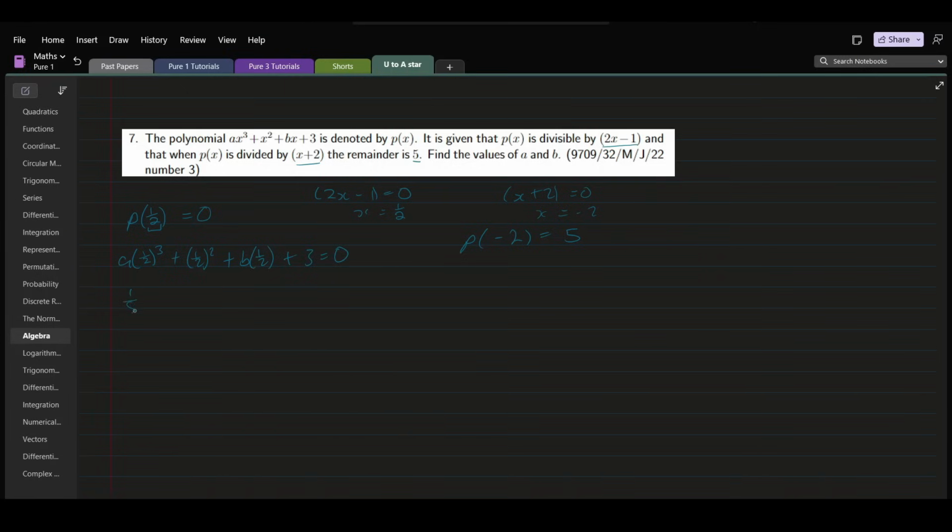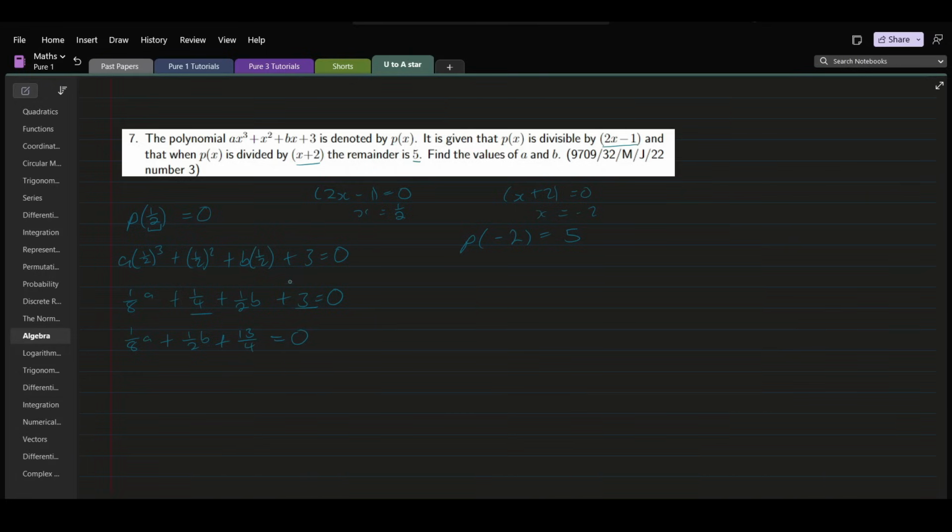So half cubed will give us 1 over 8a, plus half squared, which is a quarter, plus half b plus 3 equals 0. Then we've got 1 over 8a plus half b, then we have a quarter plus 3. Let's punch that into a calculator. 3 plus a quarter gives us 13 over 4. So that's plus 13 over 4, and this is equal to 0.